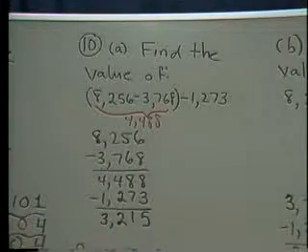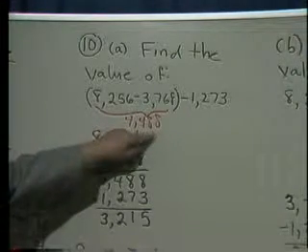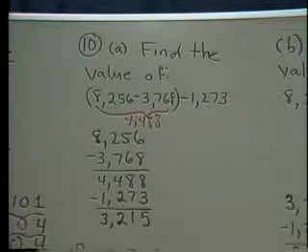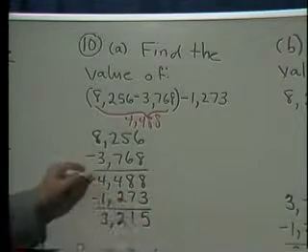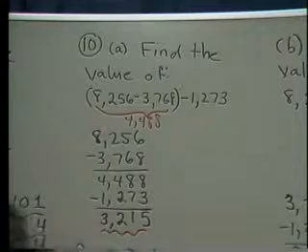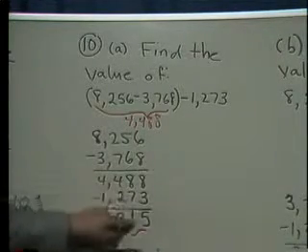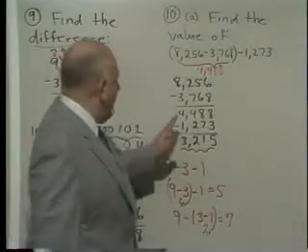What's the next step? The next step says take what was in the parentheses, namely 4,488, and then do what? Subtract 1,273. And if I subtract 1,273 from 4,488, I get what? 3,215. That's an easy one. 3 from 8 is 5, 7 from 8 is 1, 2 from 4 is 2, 1 from 4 is 3. So that's the answer to part A.